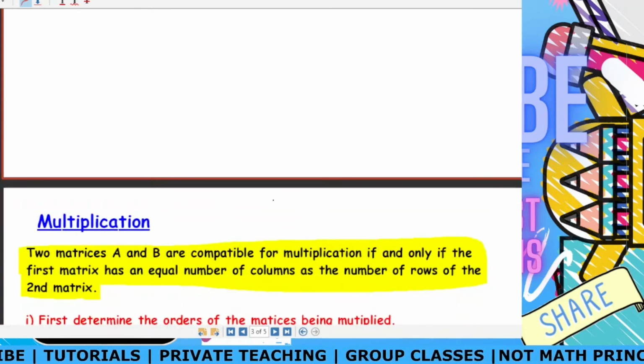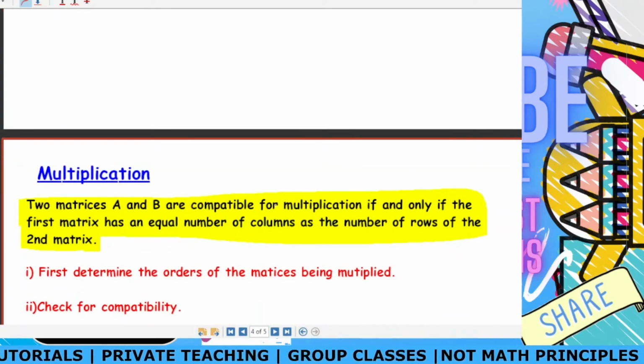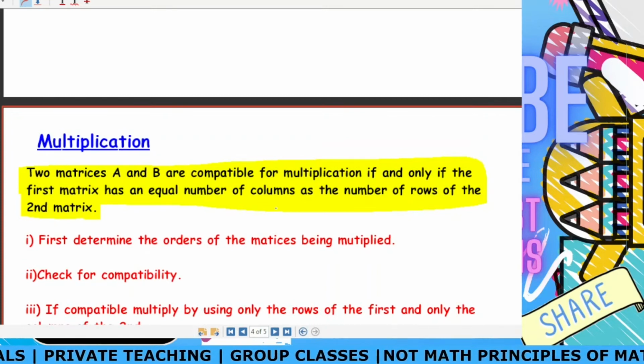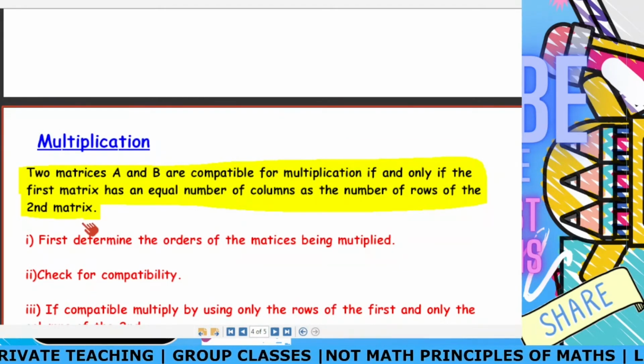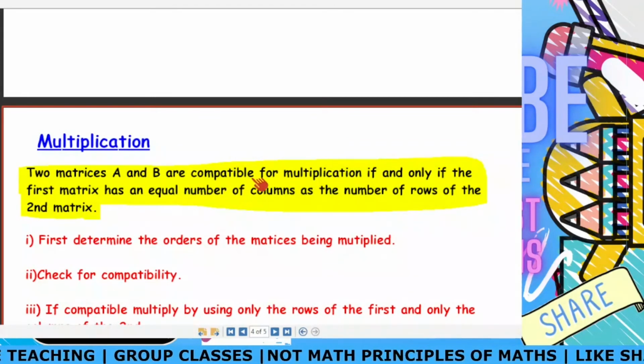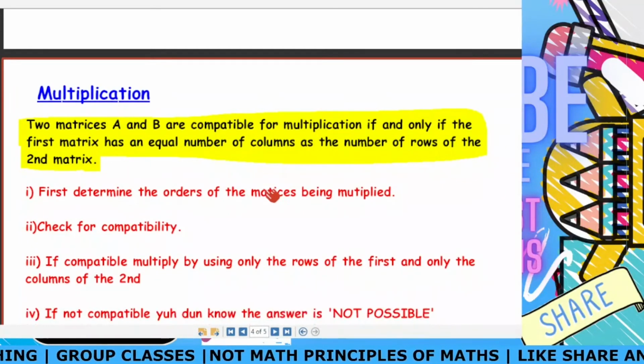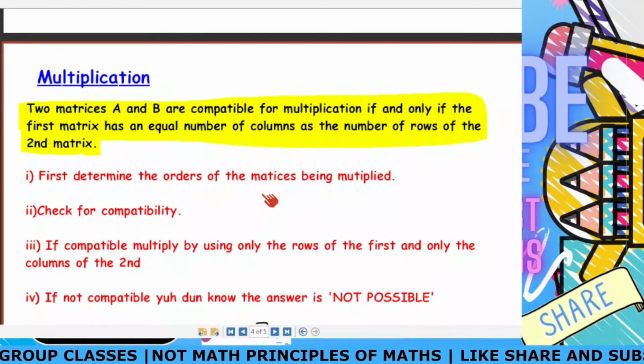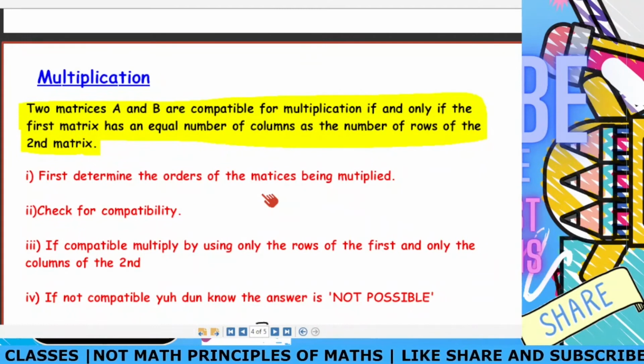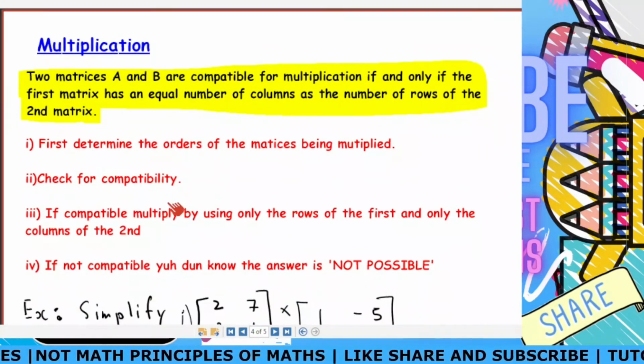Alright, next, multiplication. So two matrices A and B are compatible for multiplication if and only if the first matrix has an equal number of columns as the number of rows of the second matrix. And you might be wondering, oh my god, Mr. Foster, what do you mean by that? Don't worry, I'm going to explain that for you.